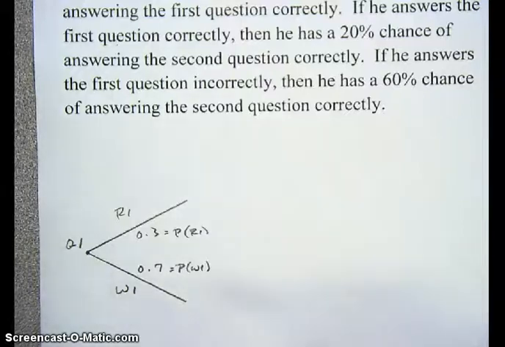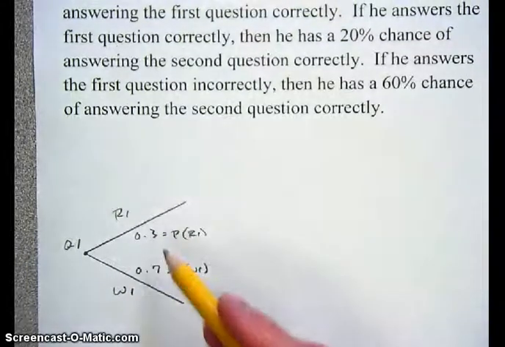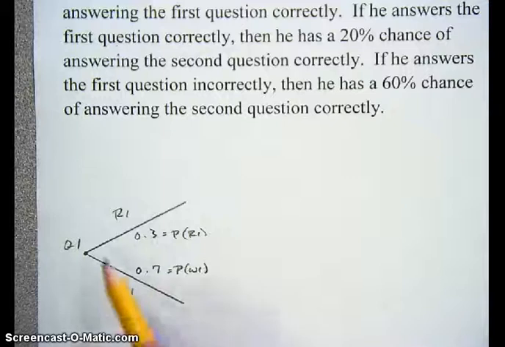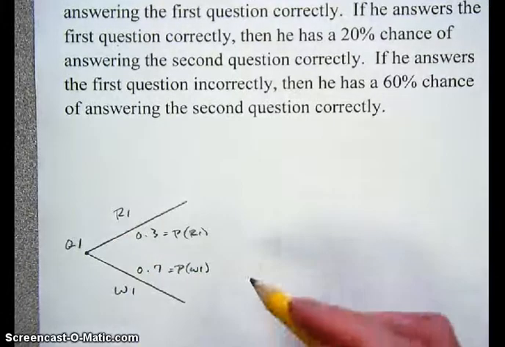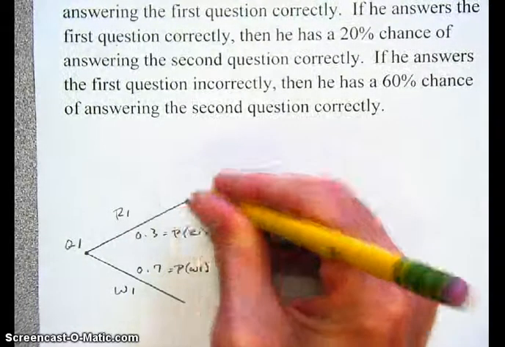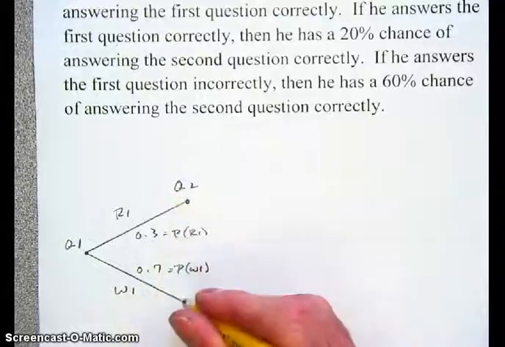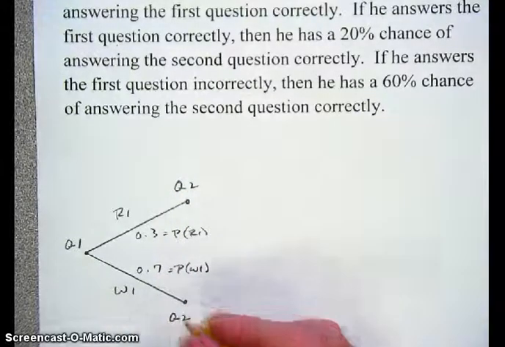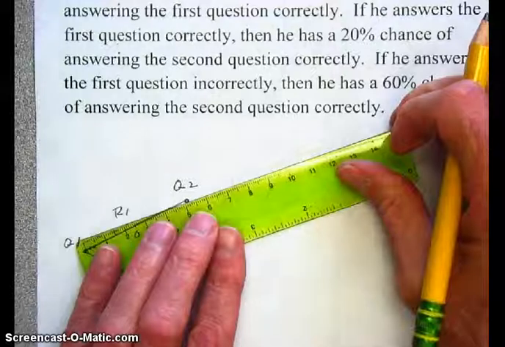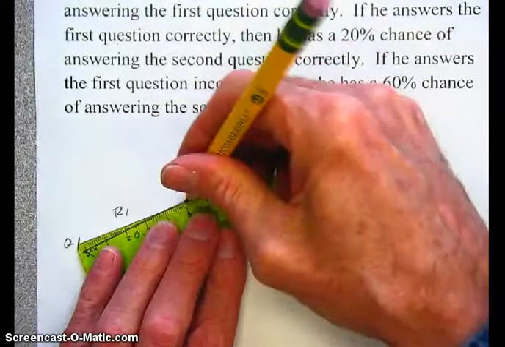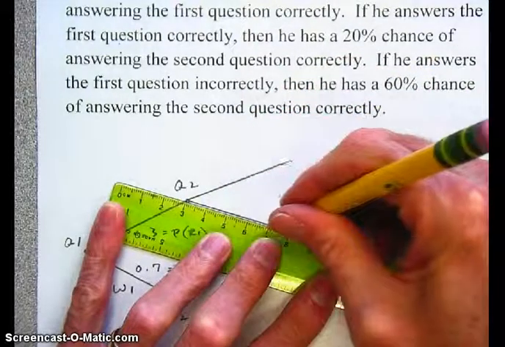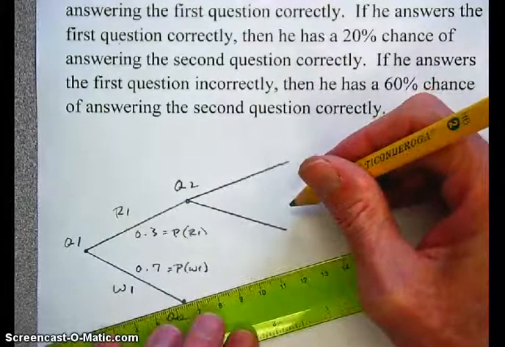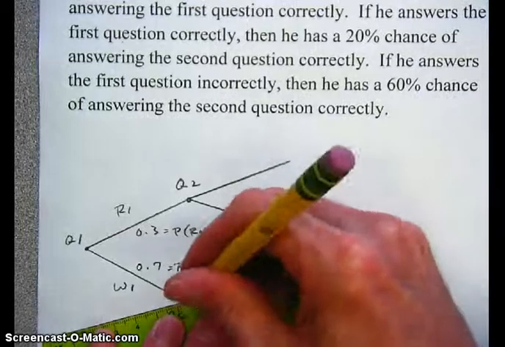And what we're going to do is fill in outcomes and their probabilities on each branch. If you had more than two possible outcomes, you would have more than two branches. You'd have a branch for every possible outcome in the situation. Now the second question starts here, and there are two possibilities on the second question: getting it correct or getting it incorrect. And that means we're going to have two branches coming off of each of these nodes.